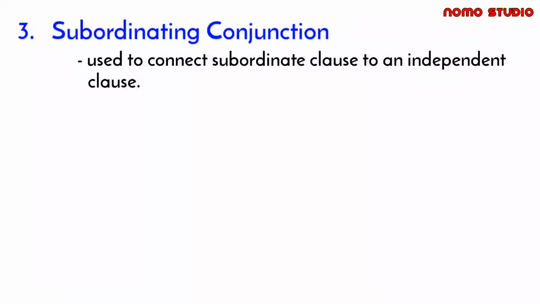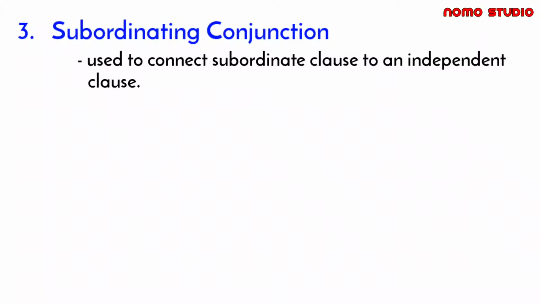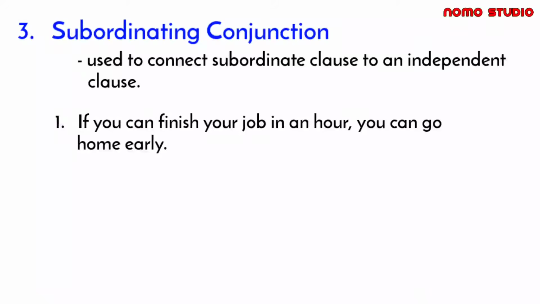Common subordinating conjunctions are as follows. But take note, some of the words listed here can serve as different parts of speech, depending on how they are used in a sentence. Let's take a look at these examples. If you can finish your job in an hour, you can go home early. If you can spot a subordinating conjunction in a sentence, it indicates that the dependent clause is not complete without an attached independent clause. This one is our dependent clause.